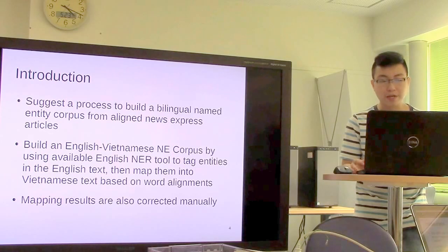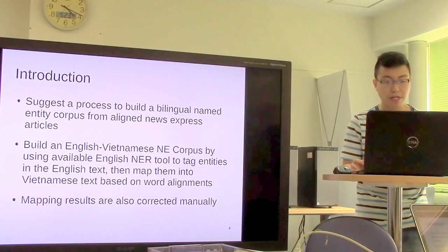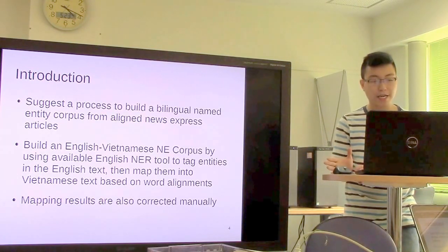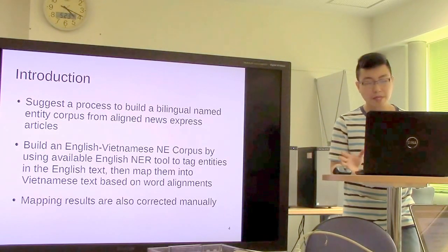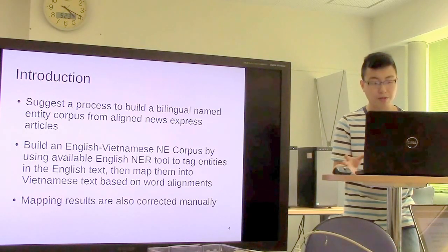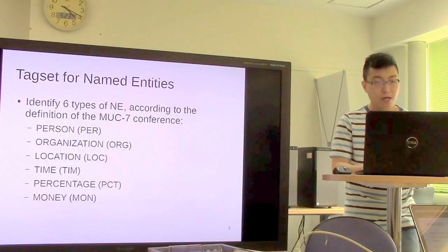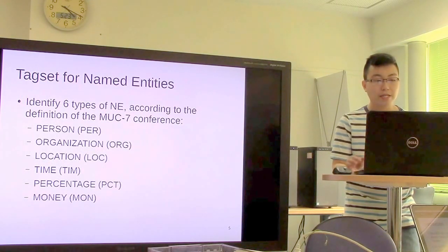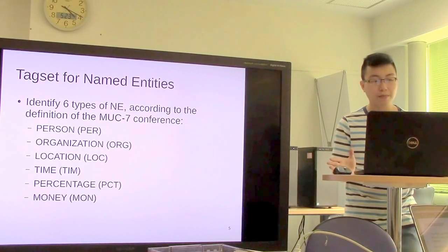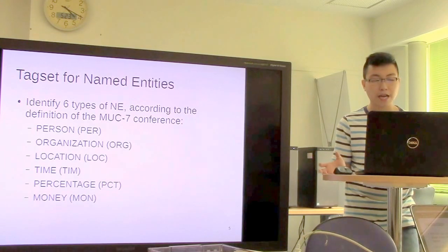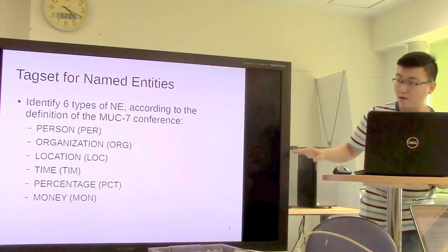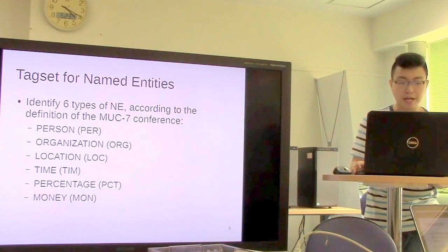Building an English-Vietnamese named entity corpus by using an available English named entity recognition tool to tag the entities in the English text, then mapping them into Vietnamese text based on the word alignment. The mapping results are also corrected manually. And the tags for named entities: this work identifies six types of named entities according to the definitions of the MUC-7 conference: person, organization, location, time, percentage, and money.